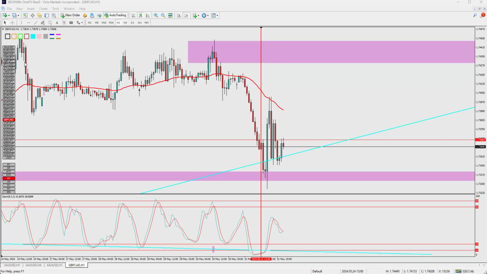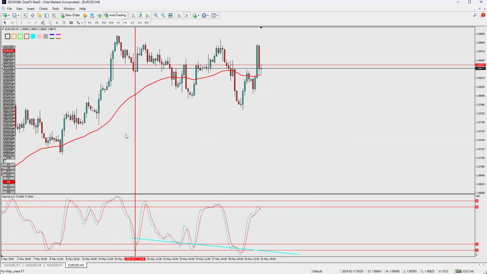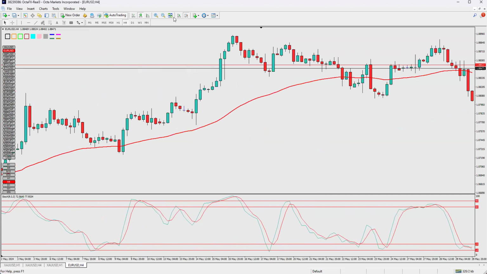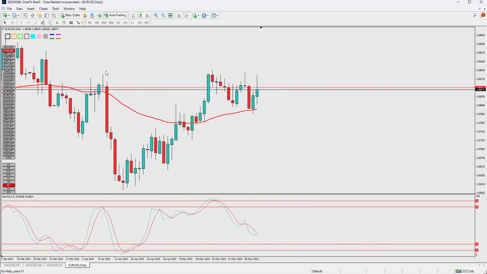Check Euro USD. So somebody asked about Euro USD. So let's look at Euro USD. So let's start H4 time frame. Let's see what we are having here. On H4 time frame, we have daily. So you can see the market is reacting from EMA 50 on daily time frame.